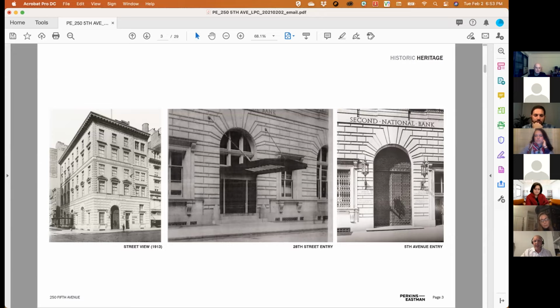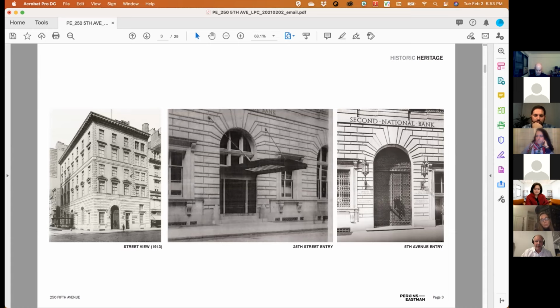On Fifth Avenue, the entrance also evolved, and these really beautiful old wooden and metal doors were installed, and they would open them during the banking hours and close them in the evening. They had wonderful rivets and a lot of really interesting details.